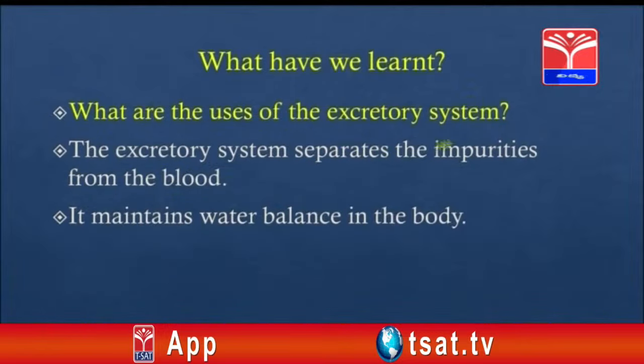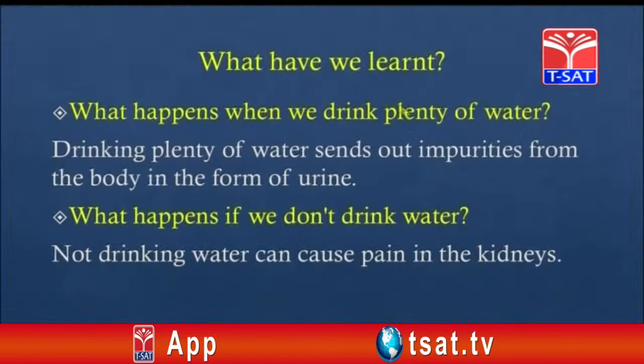What are the uses of the excretory system? The excretory system separates the impurities from the blood. It maintains water balance in the body. What happens when we drink plenty of water? Drinking plenty of water sends out impurities from the body in the form of urine. What happens if we don't drink water? Not drinking water can cause pain in the kidneys.